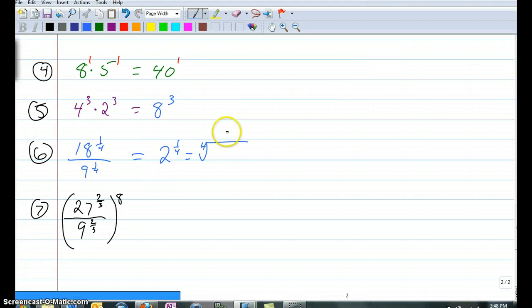All right, so 18 to the 1/4 divided by 9 to the 1/4. We got 2 to the 1/4, but remember we don't want fractional exponents. Final answer is the 4th root of 2.